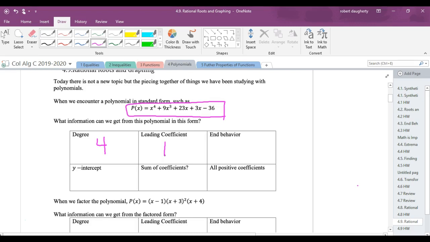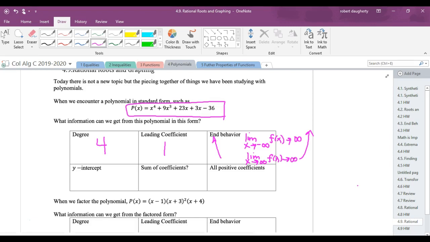Okay, what is the end behavior of this? What does it look like in terms of show of hands or arrows? It's going to look like this, okay? So it's going to go up on both ends. Mathematically, the way we write that, as x goes to negative infinity, where do the y values go? Positive infinity, okay? As x goes to positive infinity, where do the y values go? Positive infinity. They both go up, okay?